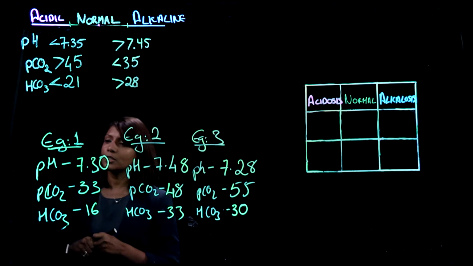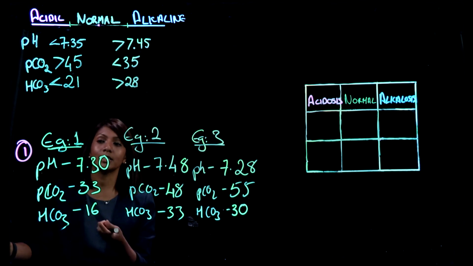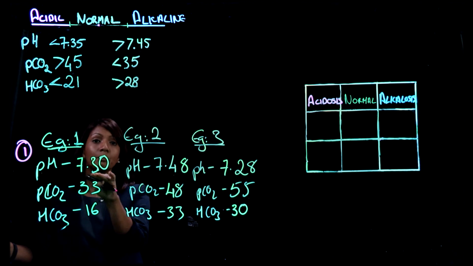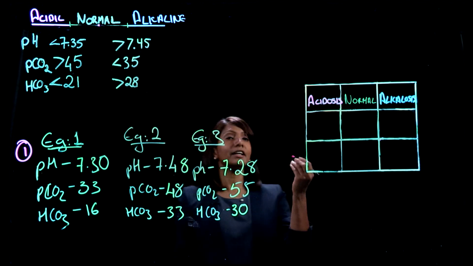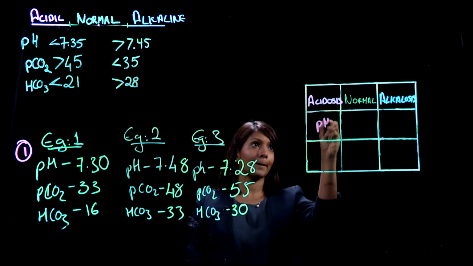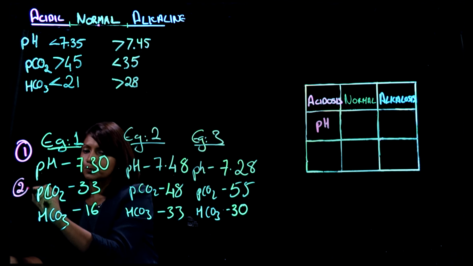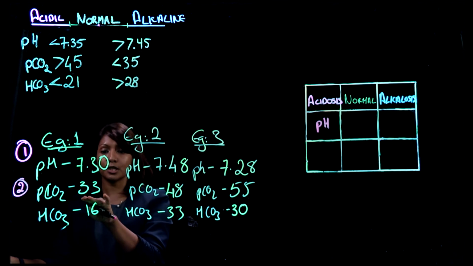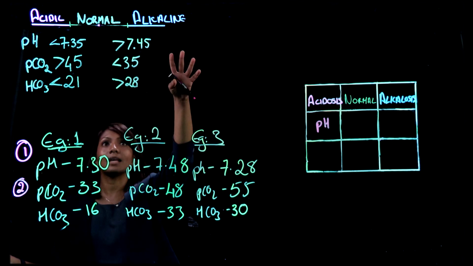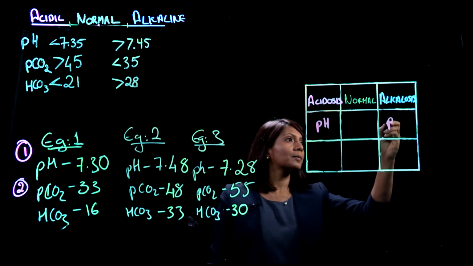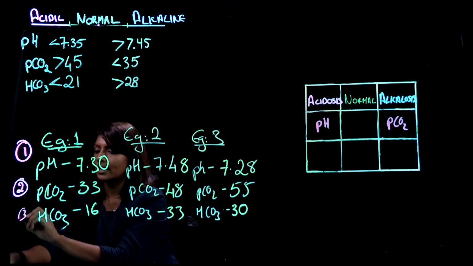As always, we're going to start with the pH. First of all, to see if there's any issue with the pH, we're going to look at what the level is. So 7.30. 7.30 on the pH is less than 7.35. Therefore, the pH is acidic. Okay, and the next step is to look at the PCO2. PCO2, carbon dioxide, is 33. So 33 is less than 35. So the carbon dioxide is now alkaline. PCO2 is alkaline.